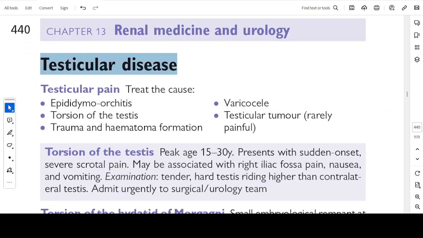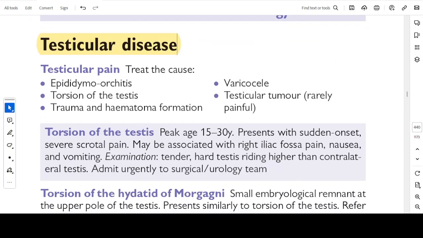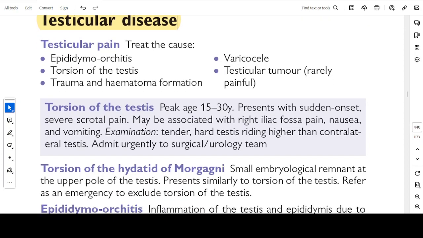Testicular disease. Testicular pain, treat the cause. Testicular pain is caused by epididymo-orchitis, torsion of the testis, trauma and hematoma formation, varicocele. Testicular tumor is rarely painful.